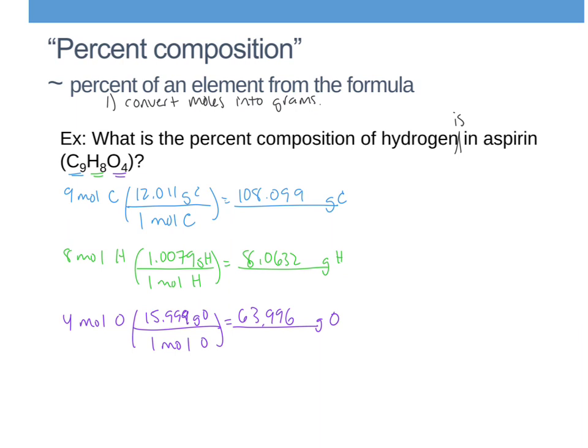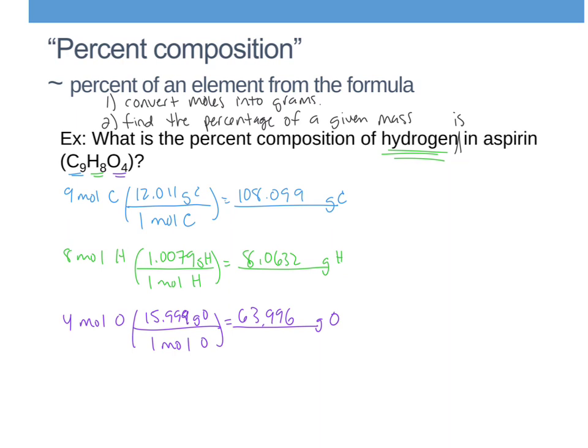So then step 2 is to convert that gram into a percentage. In this case, I'm asking about hydrogen. So if these are the masses of carbon, hydrogen, and oxygen, what percentage is 8.0632 grams of hydrogen? What percent is that? And so you're just going to convert, I'll just say here, find the percentage of a given mass.